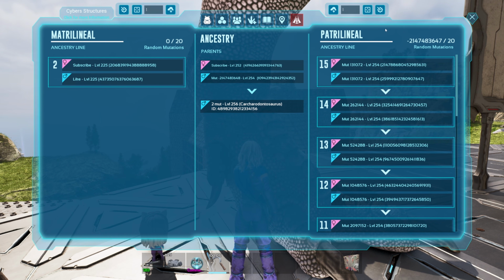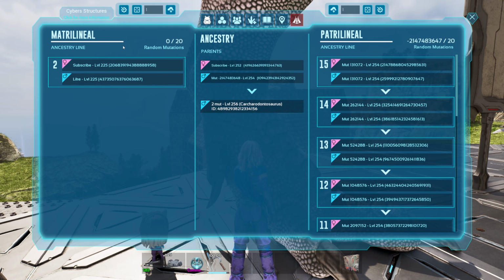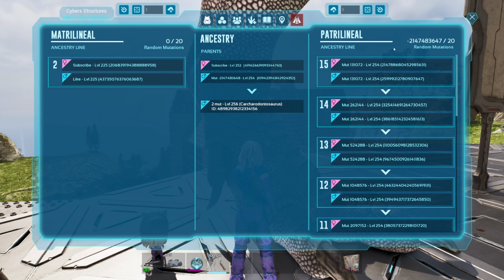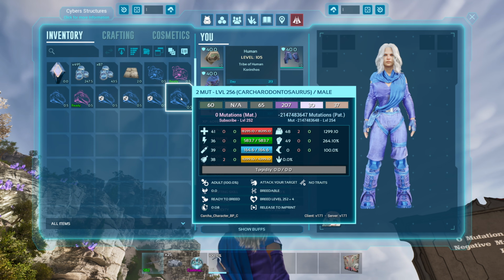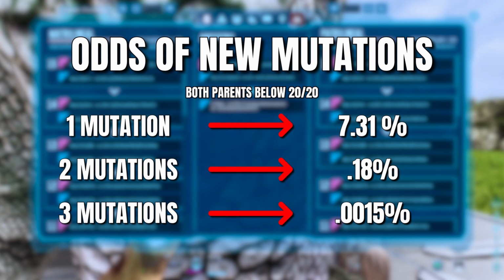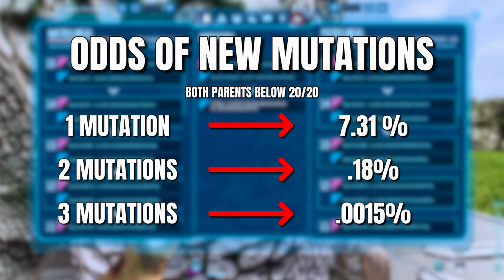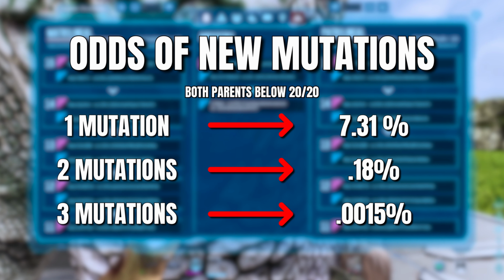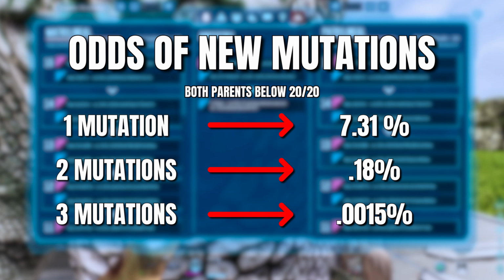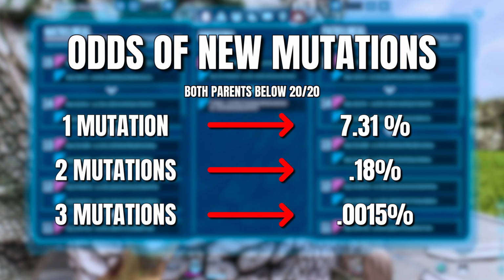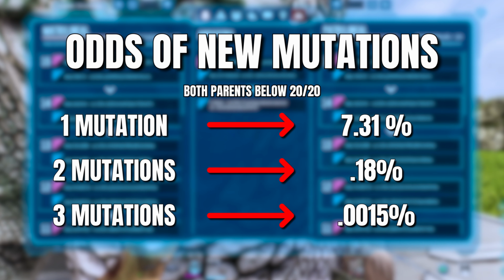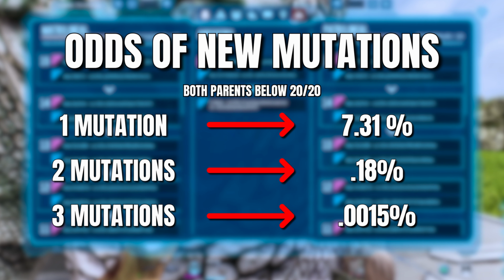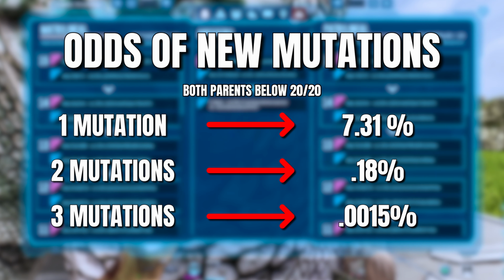This means that if you're running the mutation line through a male who runs the negative mutation, so you get a negative mutation male and you breed him with 0 out of 20 females, you're going back to base odds for new mutations. And if you're unfamiliar with the odds for mutations, let me break it down here. I've also shown this in my previous videos, but I'll remind you. The odds of a mutation when both parents are under 20 mutations are 1 mutation 7.31% chance, 2 mutations 0.18%, and 3 mutations 0.0015%.